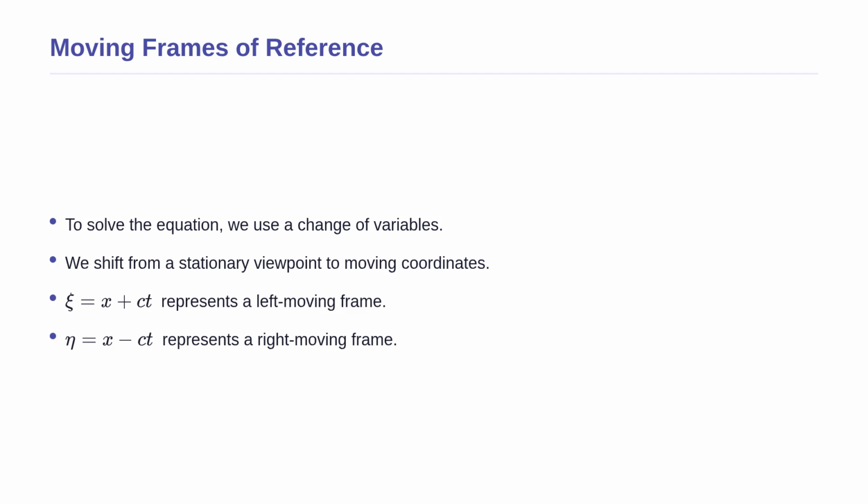The variable xi represents a coordinate frame moving to the left, while eta represents a coordinate frame moving to the right. By switching our perspective to these moving frames of reference, the complex math simplifies beautifully, allowing us to unlock the behavior of the wave.